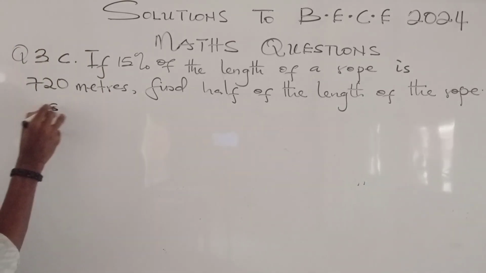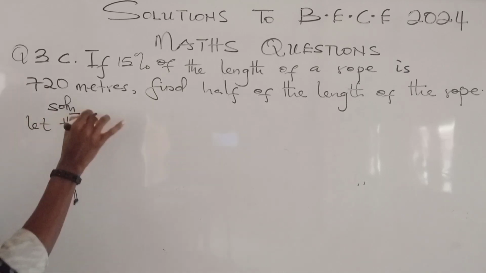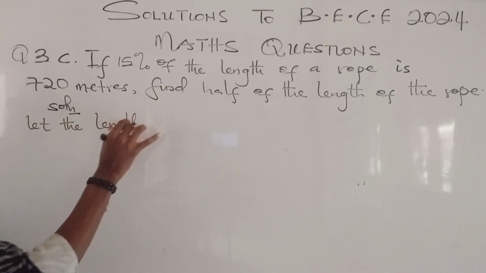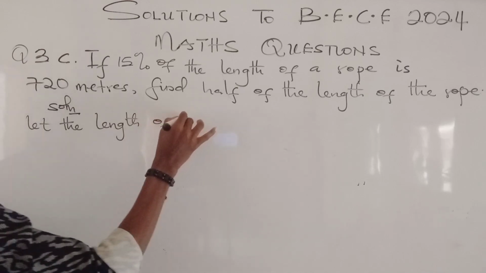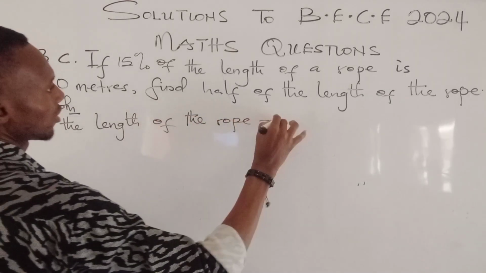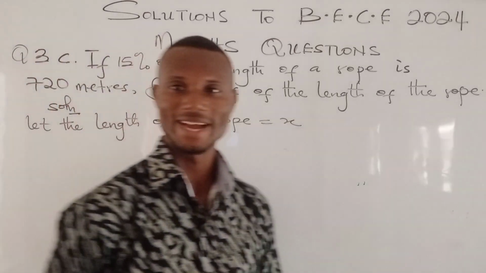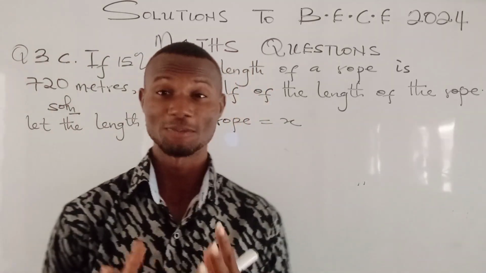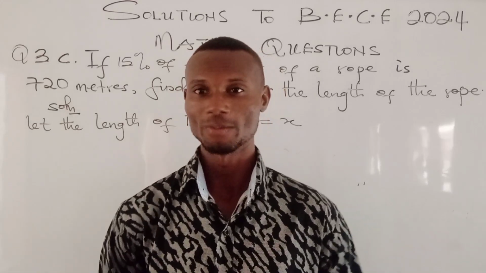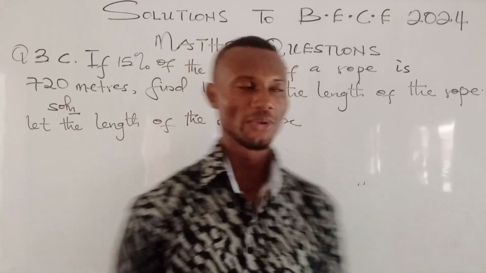Okay, so I'm going to write down my solution and I'm going to say, let the length of the rope equal S. I hope you understand and you agree with me. So we just represented the length of the rope that we don't know by a variable, which is S. Okay, so let's proceed and read again.